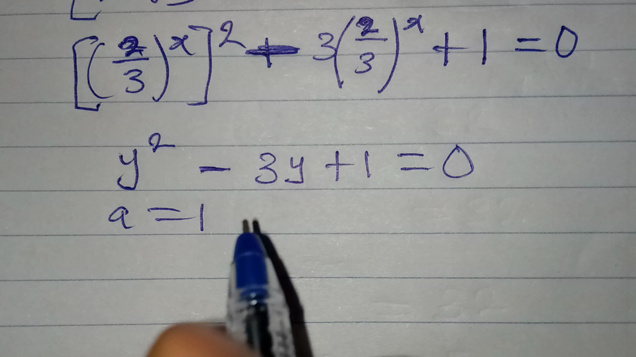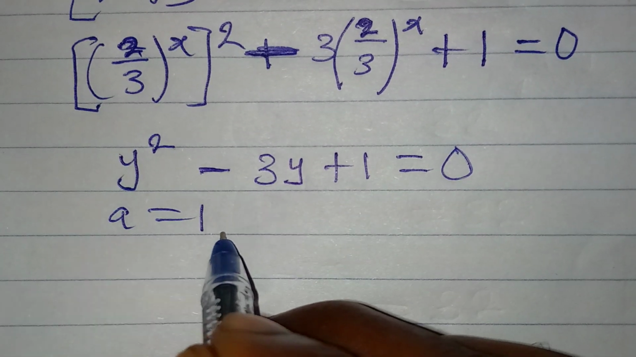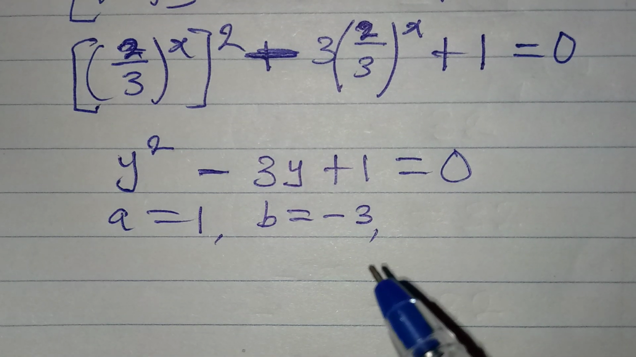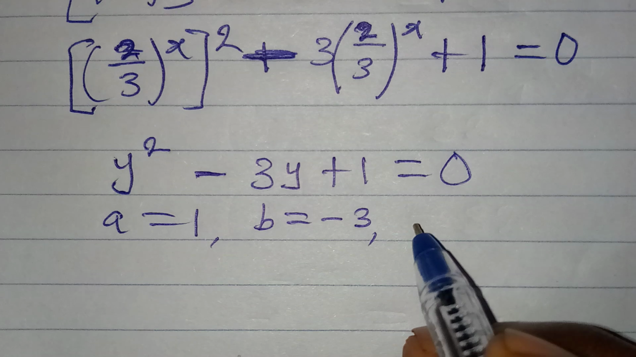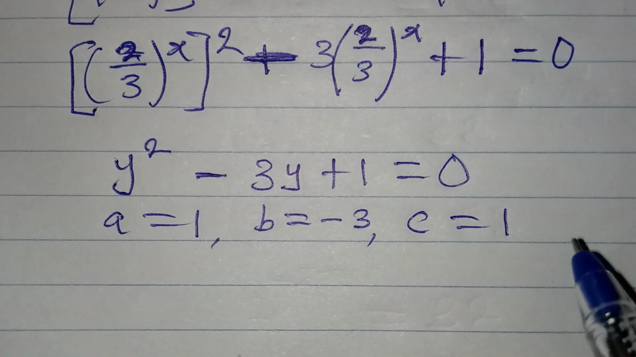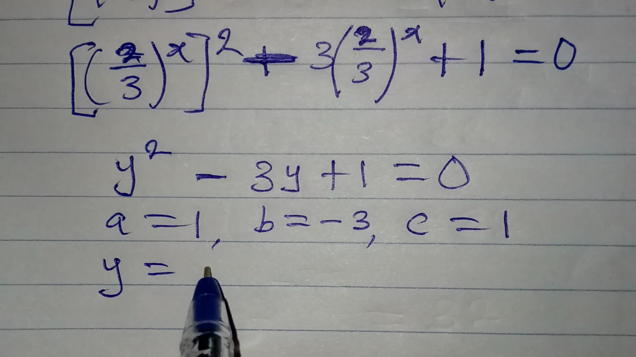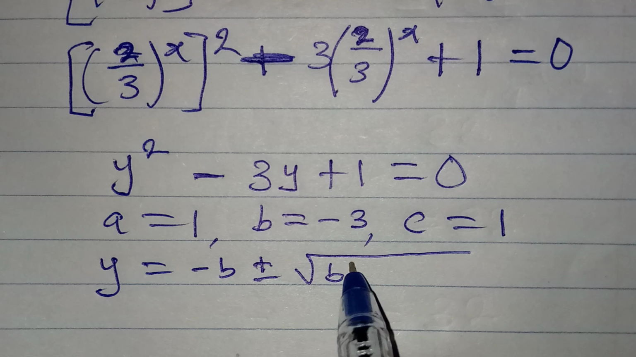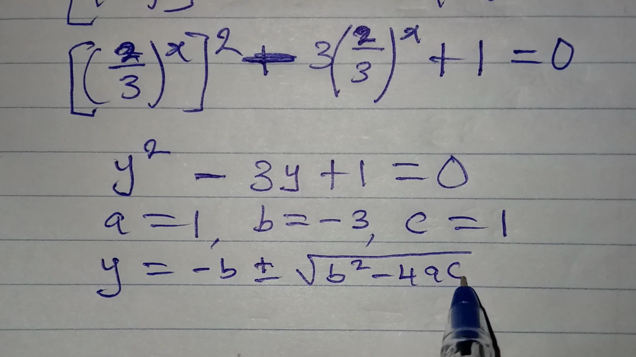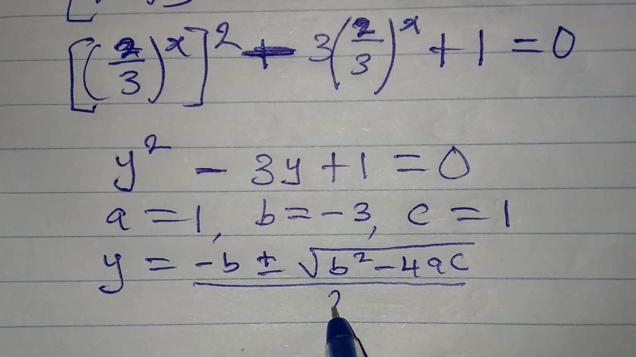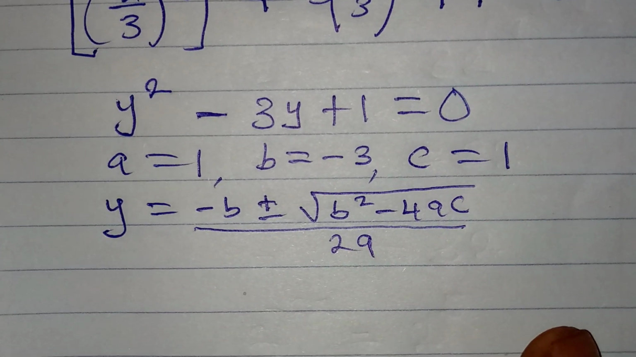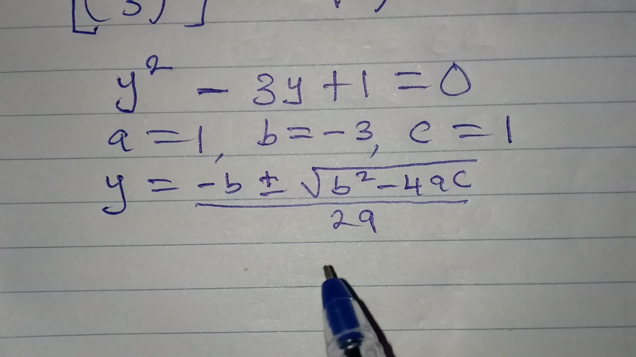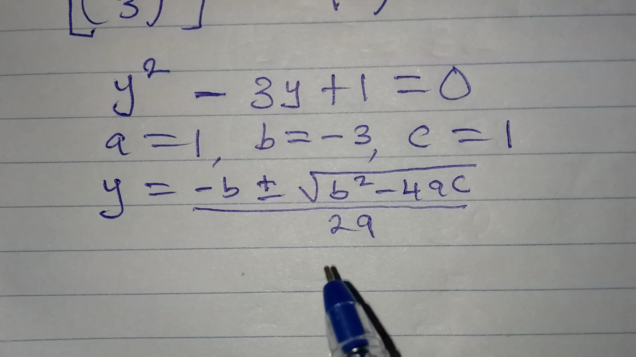a is 1, that is the coefficient of y squared. Then b is equal to minus 3, that is the coefficient of y. And then we have our c to be 1. The formula is y equals minus b, positive or negative, square root of b squared minus 4ac, all over 2a. You might be wondering, what formula is this? This is the formula for quadratic equation. We call it the quadratic general formula.